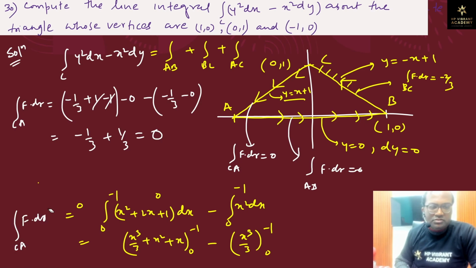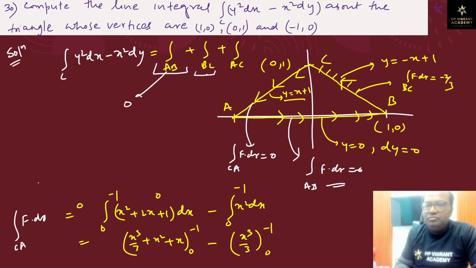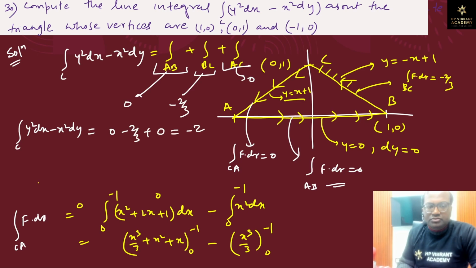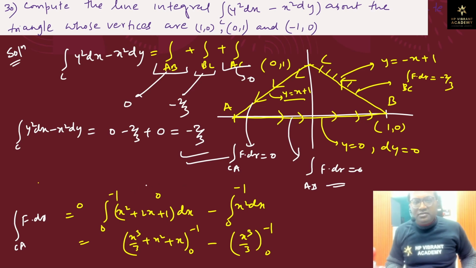So now let us sum this. Along AB we have the value as 0. Along BC the value is minus 2 by 3, and along AC it is 0. So along the curve C, y square dx minus x square dy is equal to 0 minus 2 by 3 plus 0, so this is minus 2 by 3. Okay. So this is all about top 30 questions on the topic of line integral. Okay. Thank you.